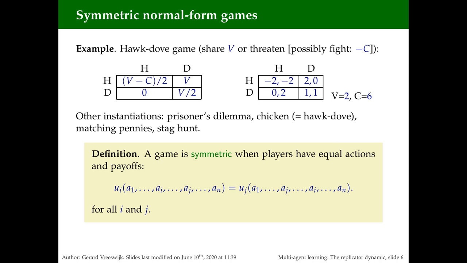So this game is a symmetric game, and a game is symmetric when players have equal actions and payoffs. So for one player, if he plays a certain action in a particular coordinate, then that's the same as the other player playing that action in the opposite coordinate, and the same action as the opposite coordinate of the original player. May sound a bit confusing, but it just indicates that you can swap the payoffs here, like so.